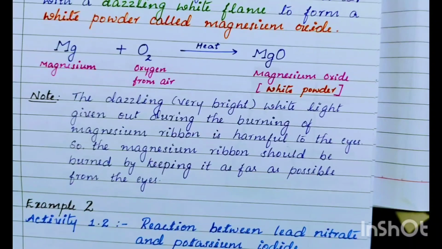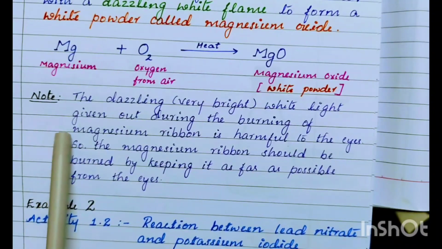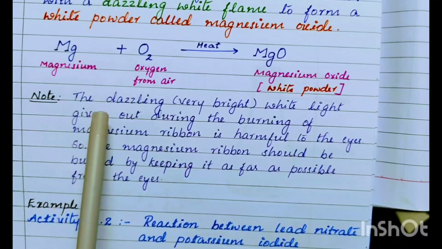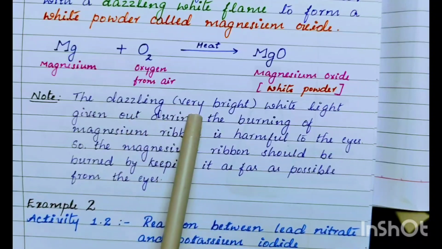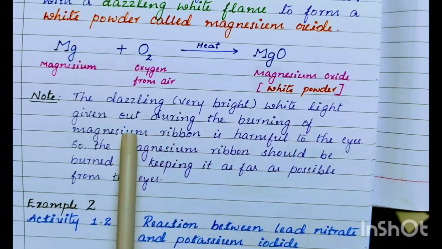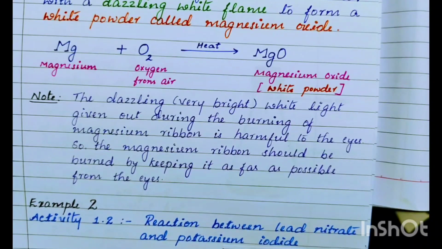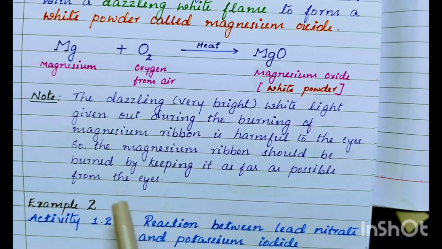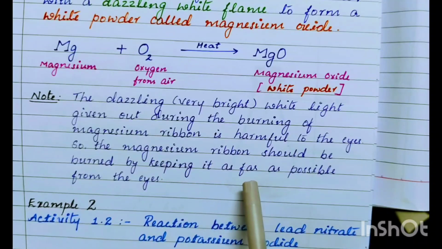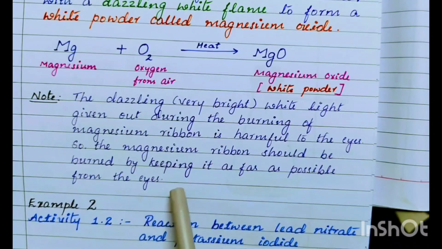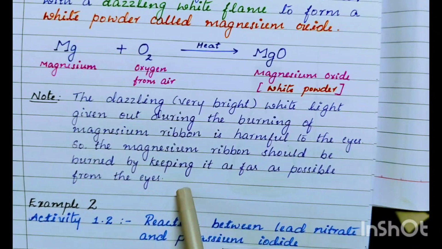A very important note, remember this: the dazzling or very bright white light given out during the burning of magnesium ribbon is harmful to the eyes. So the magnesium ribbon should be burned by keeping it as far as possible from the eyes.